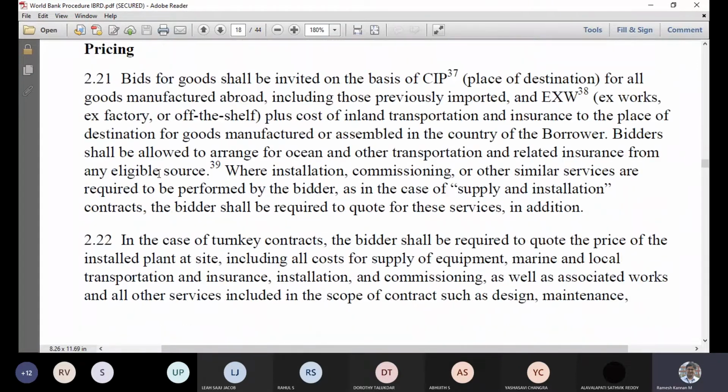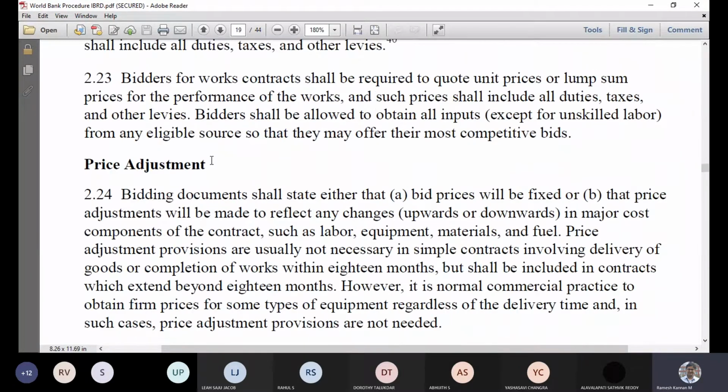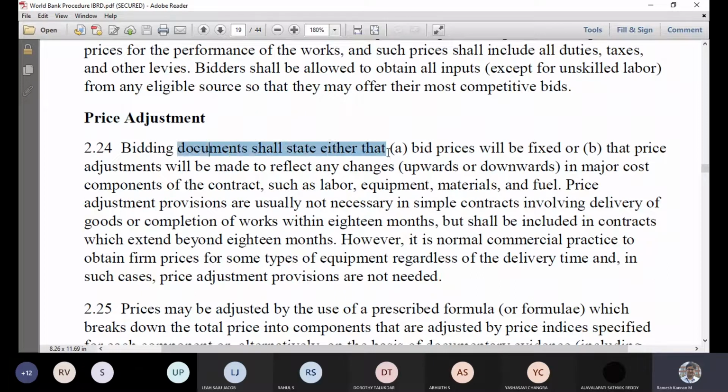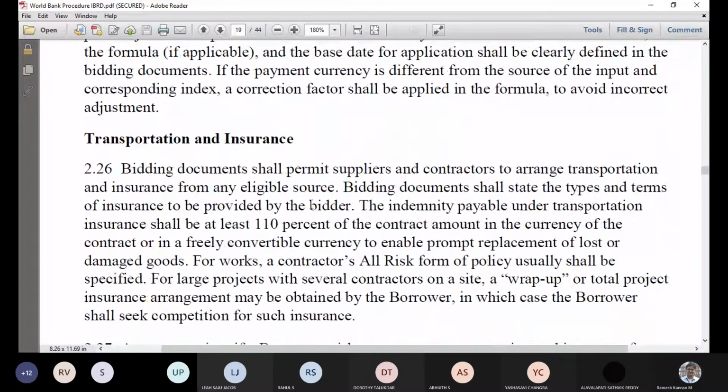Standards and use of brand names, and pricing. Here, price adjustment is an important factor. Sometimes the bid price will be fixed or can be adjusted based on any changes. Generally it will be upward, which is increased cost, or downward also. Say, for example, due to advancement in technology, the price of a particular technology may come down, right? In that case, they can go for the lower prices. But generally, it is adjusted for the higher price only.